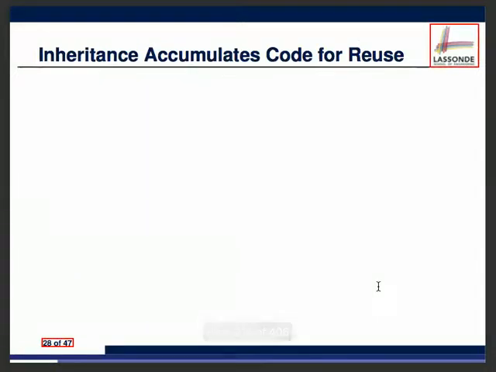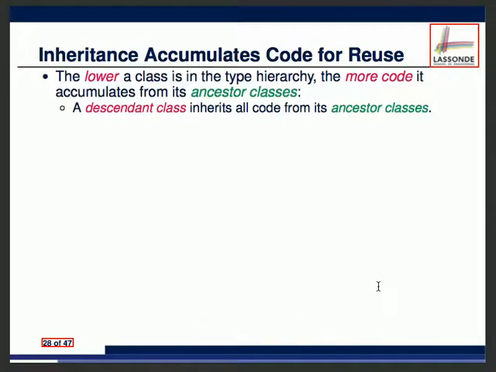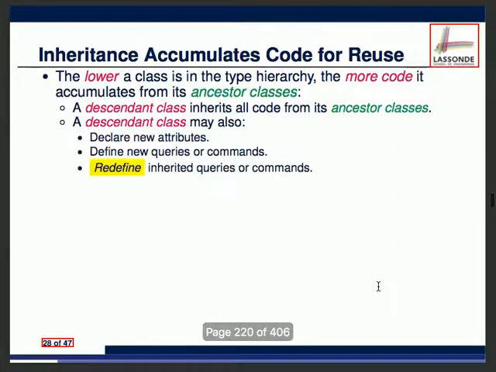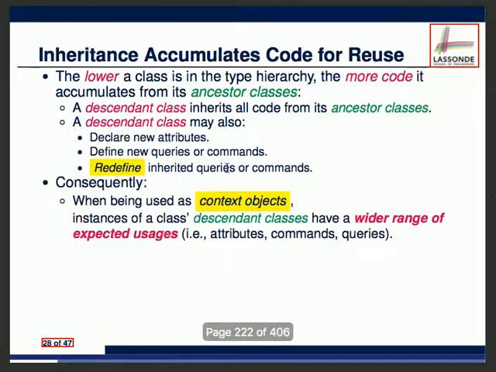Okay, just a little bit more points about here. The lower a class is in the hierarchy, the more code it has. It accumulates from the ancestor classes. So in any descending class, you can define new attributes, you can define new queries or commands, or you can redefine your features, right? That's what you can do. That's not really difficult.